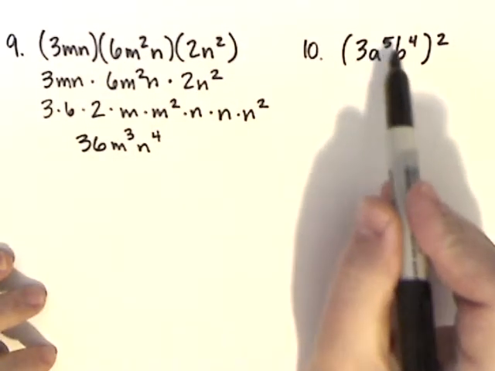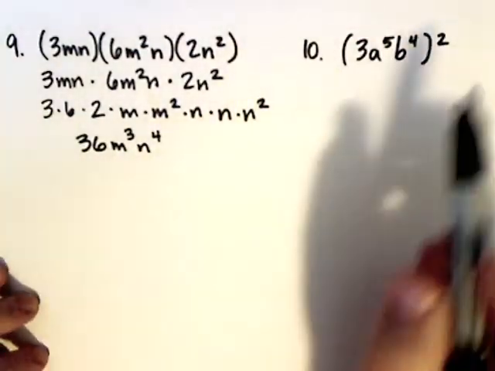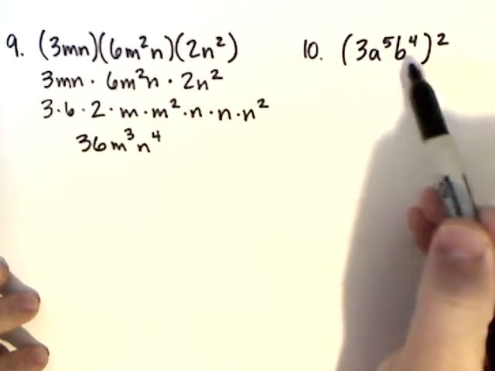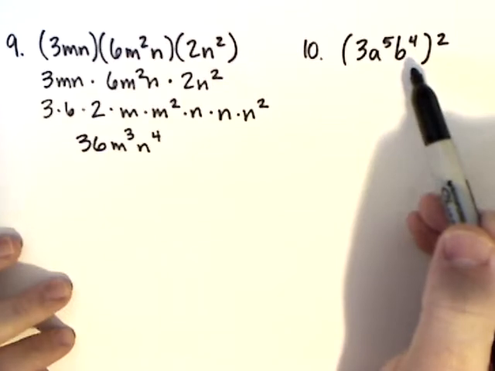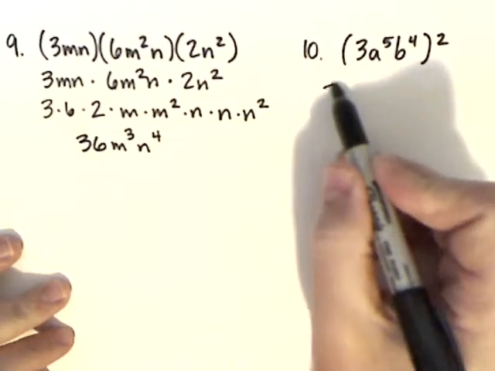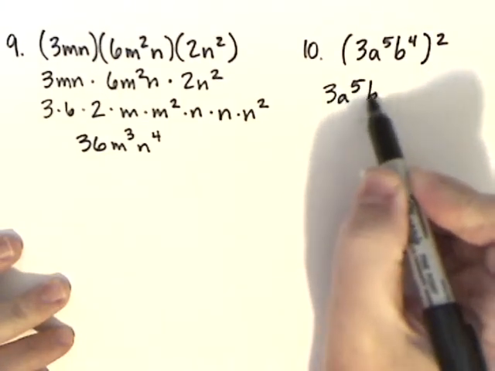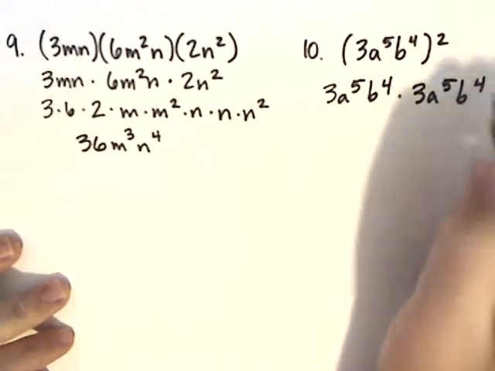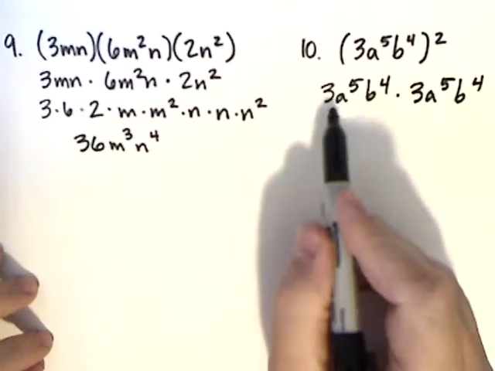Okay, so I have 3a to the fifth, b to the fourth, raised to the second power. Remember what this exponent means. It means take 2 of these terms and multiply them. So that's the way I'm going to work this out. I'm going to take 3a to the fifth, b to the fourth, multiplied by 3a to the fifth, b to the fourth. Now I'm going to multiply the coefficients.